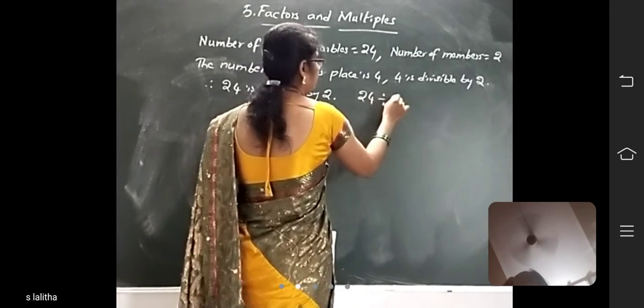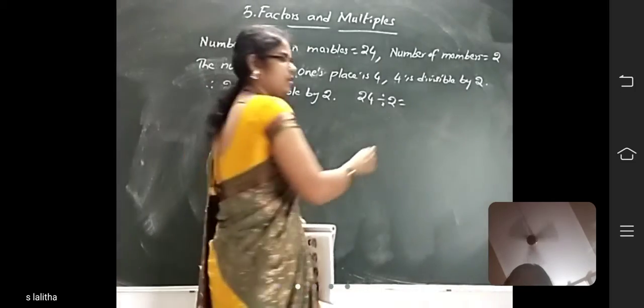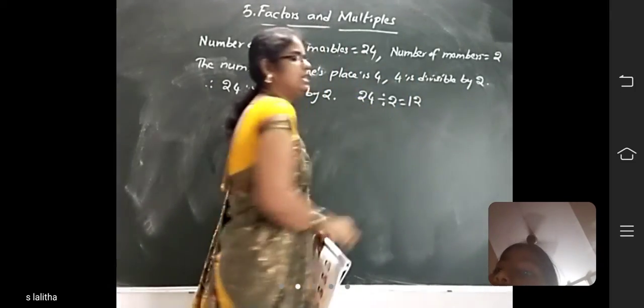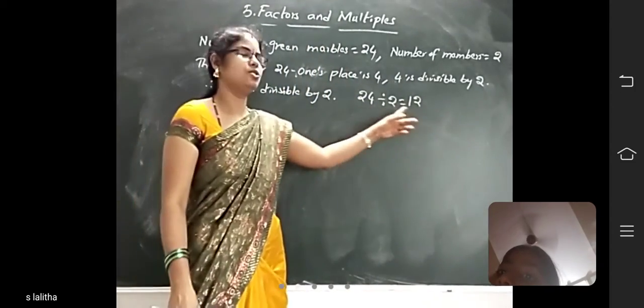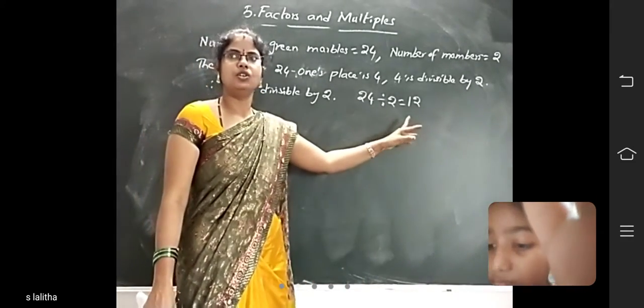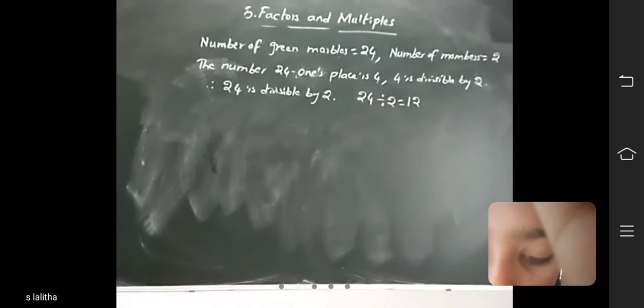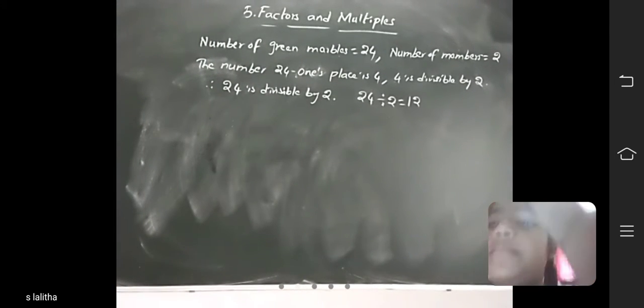24 divided by 2 is equal to what? 12 times. 2 12s are 24. So each one got how many marbles? 12 marbles.